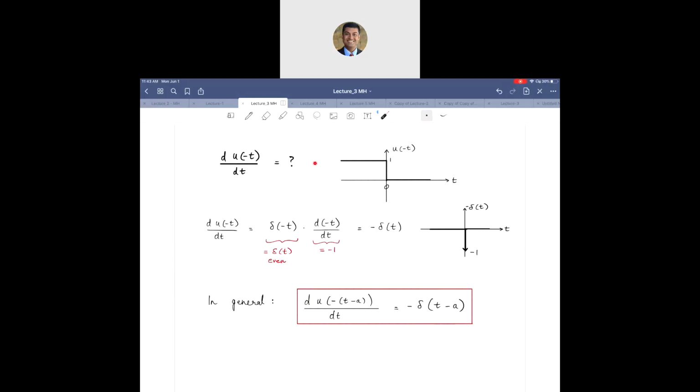Again, intuitively, if I'm moving from left to right, slope is 0, discontinuity, slope is 0. The discontinuity is from high to low, or going down, so I'm going to be pointing down. In general, you can write this for u of minus t as the derivative of u of minus t minus a with respect to t is a minus sign, because you had a minus there, and then an impulse at t minus a. So an impulse that points down with a weight of negative 1. Again, if you had this as 2, everything would go to 2, right?